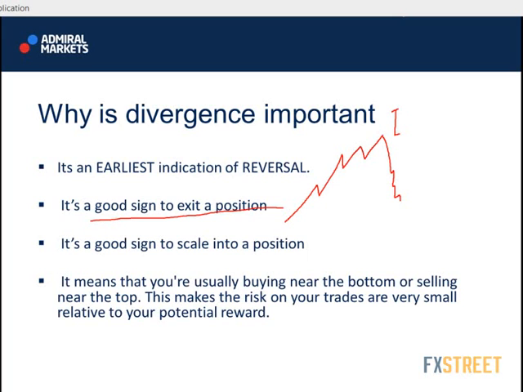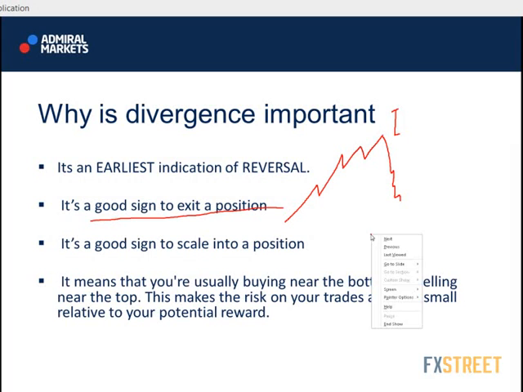Now, it's a good sign to scale into a position if you spot hidden divergence, which is actually trend divergence. That can be a sign for you to add to your profitable position and make some additional profits, okay? So you have regular divergence, which is counter trend. Then you have hidden, which is trend. And you have reverse or exaggerated divergence, which is also counter trend divergence.